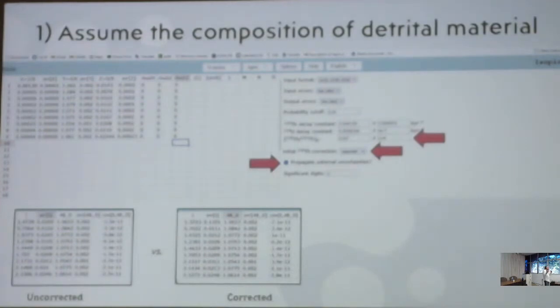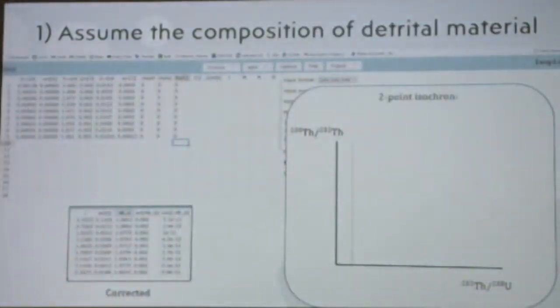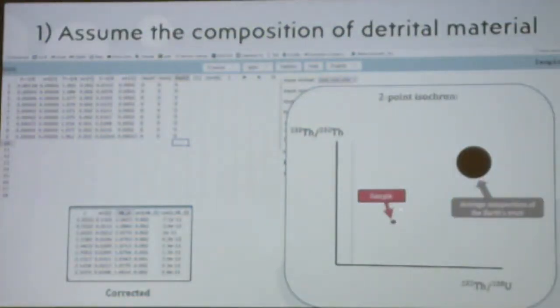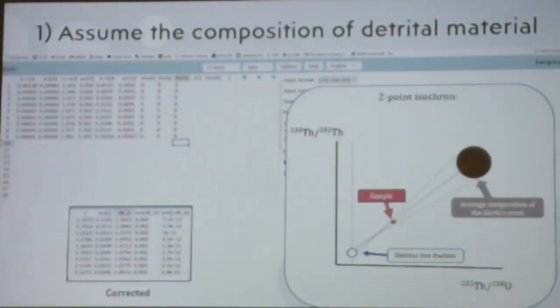Why? Because we have subtracted the detrital thorium. There are two things. The corrected ages are younger because of that, but they also have larger uncertainties. And why is that? If we have a two-point isochron, and this is our sample, this is what we are measuring, and this is the average composition of the Earth's crust, and this is a big circle. Basically, when we are projecting our composition towards the detritus-free fraction, this is zero. Zero on this axis basically means that there is no thorium there. Basically, the uncertainty is actually larger. Why? Because we have a large correction. The uncertainties in our detrital material are large.